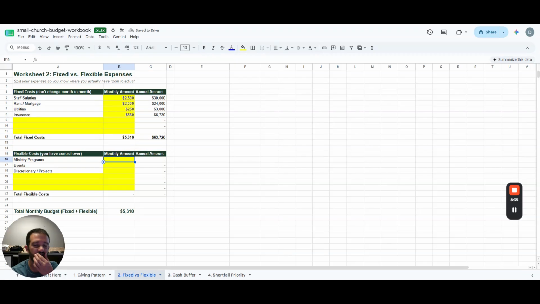All right, flexible costs. So these are things that you have more control over. You don't necessarily have to spend it. You would like to spend it, but it's going to be more changing than a fixed thing that's going to come out every single month. So let's say for ministry programs for the entire year, I'm going to spend $10,000. And for events, we're going to spend $700 a month, and then discretionary / projects.